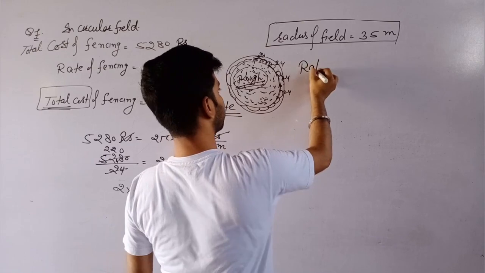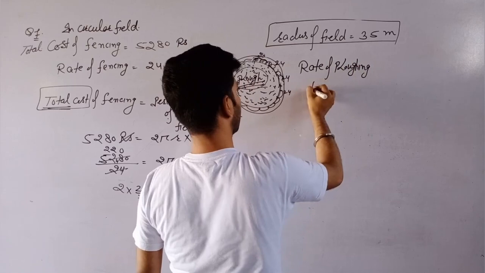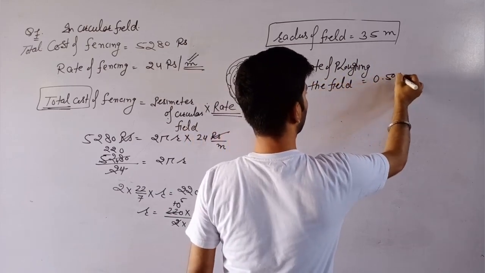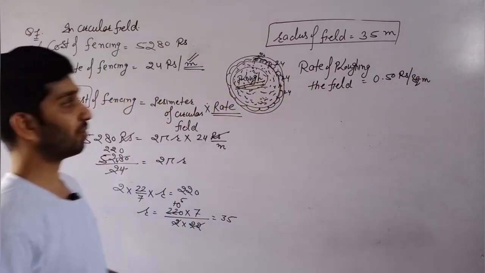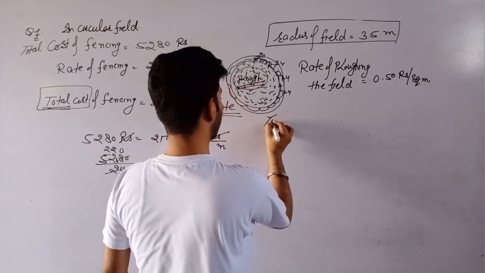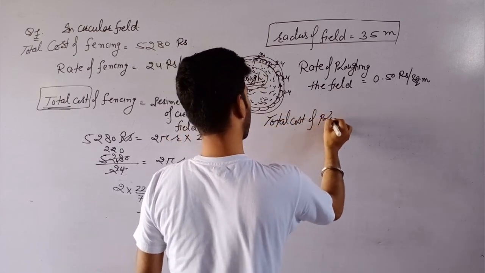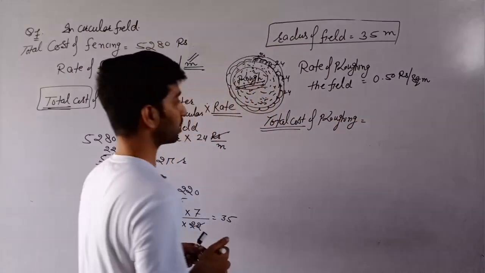यहाँ रेट दी है, रेट ऑफ प्लॉइंग द फील्ड इज 0.50 रुपीज़ पर square meter. It is given in the question that rate of plowing the field is 0.50 rupees per square meter. Then find the total cost of plowing. क्या फाइंड करनी है, total cost of plowing. We have to find the total cost.